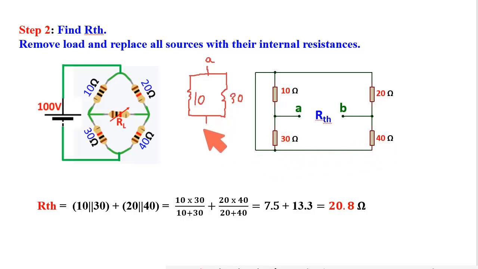So from here, I am getting two paths. One is 20, another one is 40. So this is 20 ohm, this is 40 ohm. These two again meet at a particular point, and from that point it is B. So this is the equivalent of this resistive network in a simpler way. Now it is very easy to understand that 10 and 30 are parallel, 20 and 40 are parallel, and the equivalent of this one and the equivalent of this one are in series. So ultimately from this I got 20.8 ohm, this is RTH.